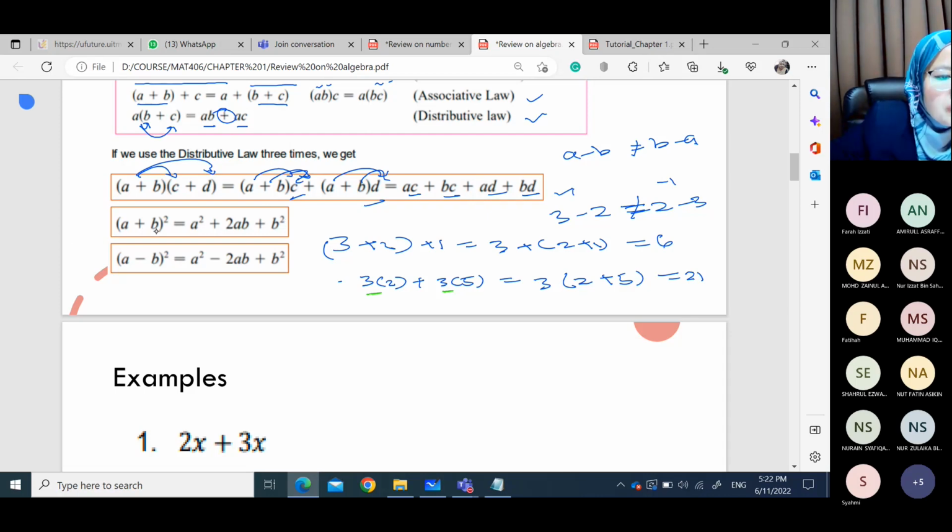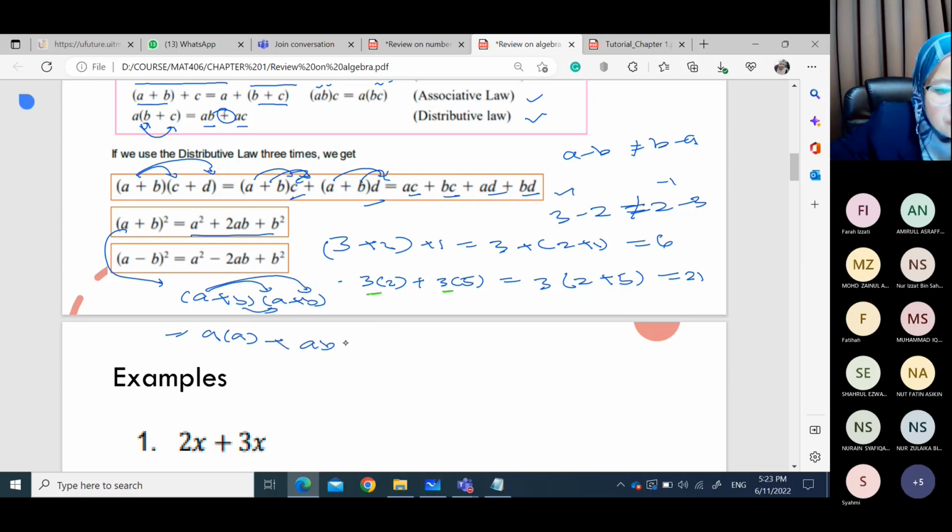Okay, so this one A plus B to the power of 2. So it is actually about A plus B times A plus B. Okay, so bila you open up this bracket or expand, then we have this one: A squared plus 2AB plus B squared. So yang ini maknanya A times A, ni darab ni, you dapat A squared. And then A yang ini you darabkan dengan B ni. So you akan dapat AB. So this one, B times A, we have BA. B times B, we have B squared.